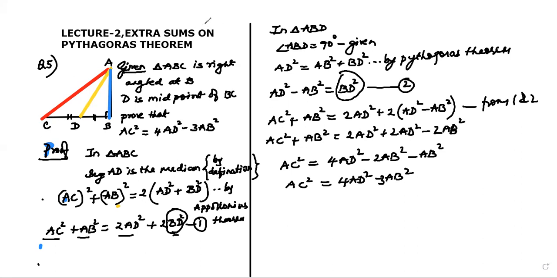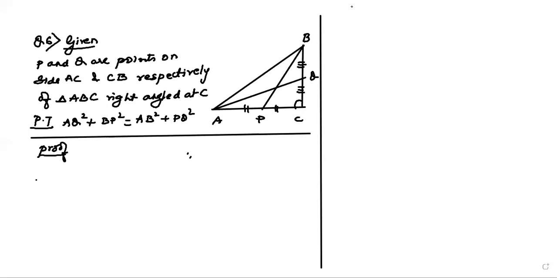We go to the next sum, children. Question number 6. P and Q are points on side AC and CB respectively. You can see here, P and Q are the points on AC and BC respectively of triangle ABC right angle at C. Now, one thing you can see here, children, they are not marked as midpoints, whereas I marked it as midpoints here. No, they are not midpoints, children. P and Q are not midpoints.